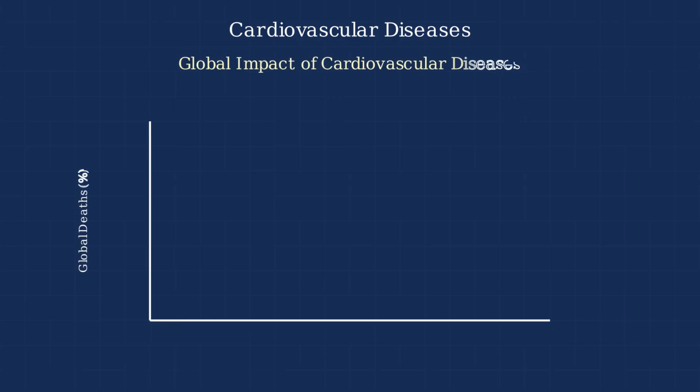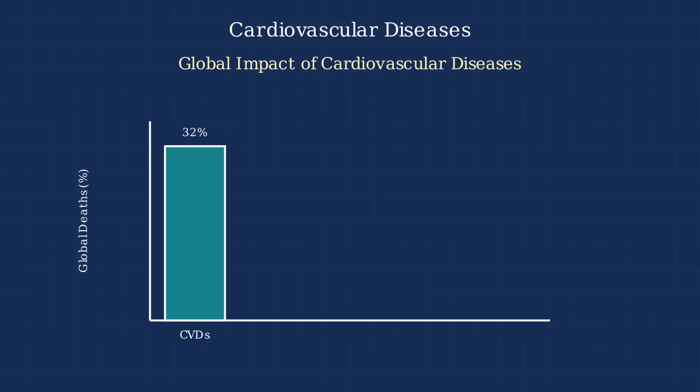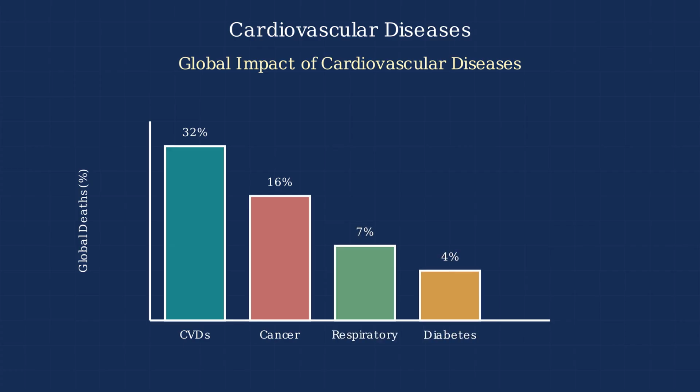Cardiovascular diseases have an enormous global impact. They are the number one cause of death globally among all non-communicable diseases. CVDs account for 32% of all global deaths, compared to 16% for cancer. Respiratory diseases and diabetes account for 7 and 4% respectively. This translates to approximately 17.9 million deaths annually from cardiovascular diseases.